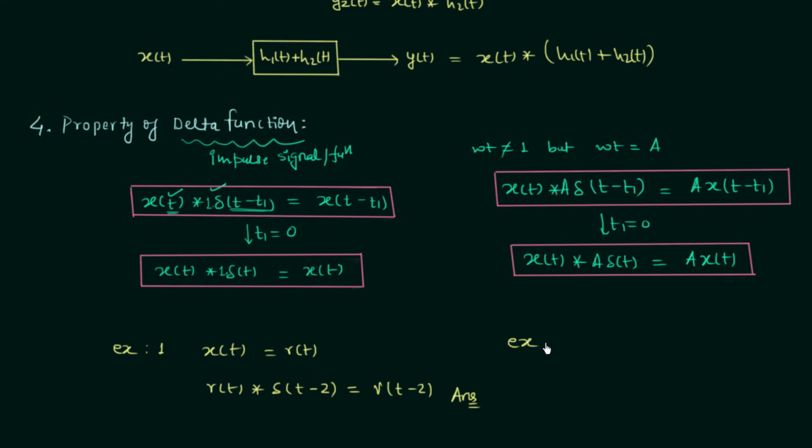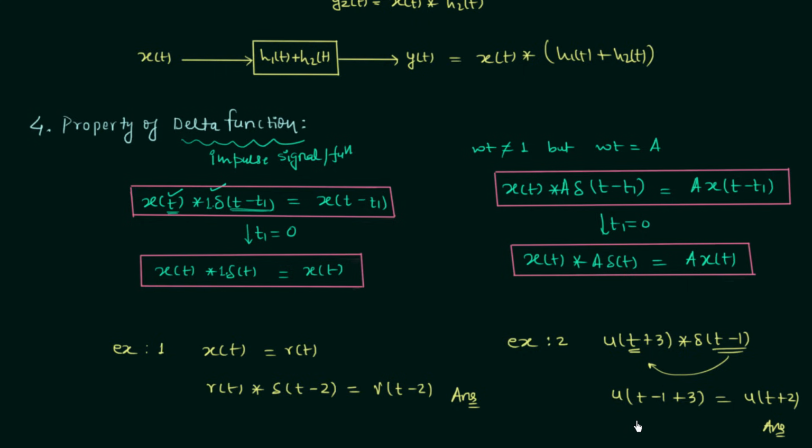Now let's see example number 2. In example number 2, we have u(t plus 3) convoluted with delta(t minus 1). We will use this property again. In place of t, we will write t minus 1. So this will give us u(t minus 1 plus 3). Simplifying this, we will have u(t plus 2). So this is the answer.